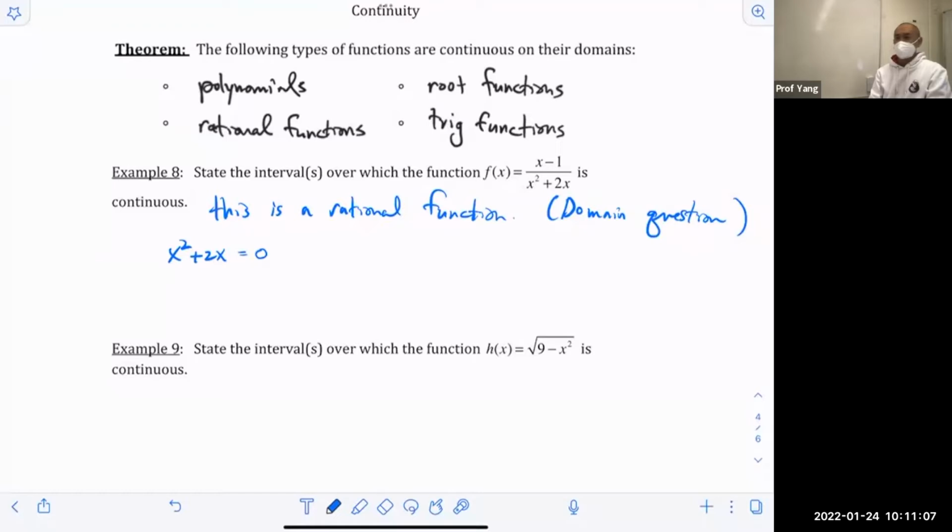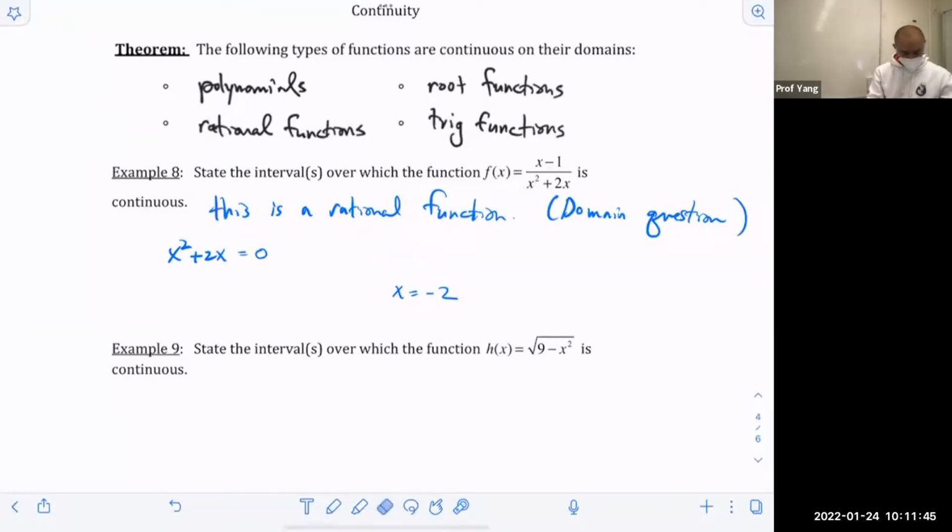Is anyone tempted to do this? Are you tempted to go x squared equal to negative 2x, and then you cancel the x's, you get x equal to negative 2? Why is this dangerous, Rocco? Do you know why? The issue is that we're actually missing a root. I have tons of students that do this and then they get it half right because there's 2 points where the denominator is equal to 0.